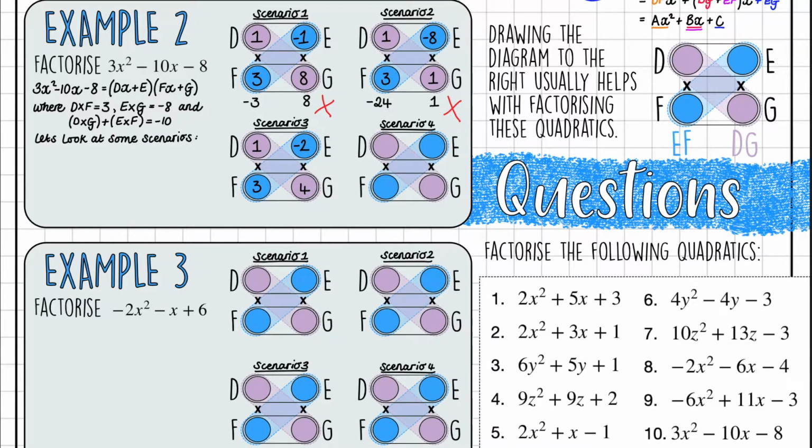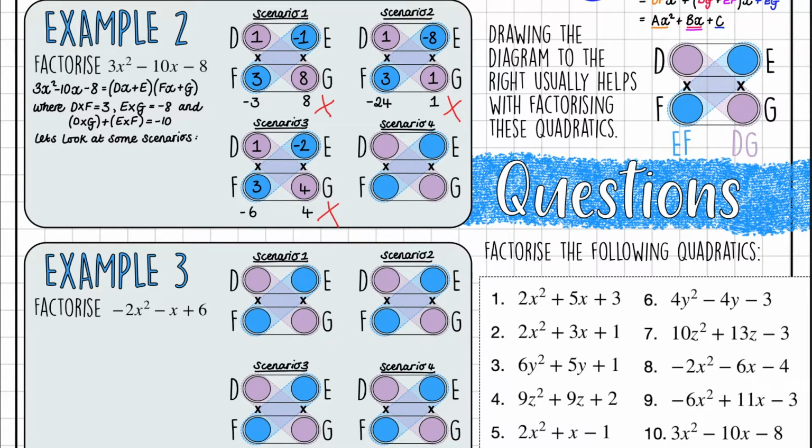Now the third rule. D times by g is 1 times by 4, which is 4. And e times by f is minus 2 times by 3, which is minus 6. These two numbers need to add up to give minus 10. Minus 6 plus 4 is minus 2. Therefore, this scenario doesn't work for us either.